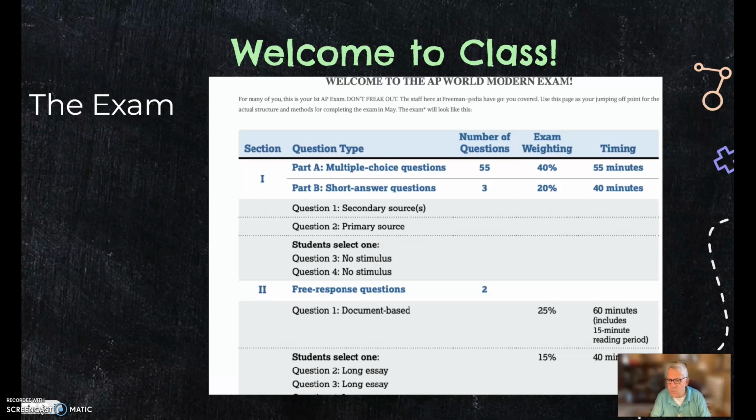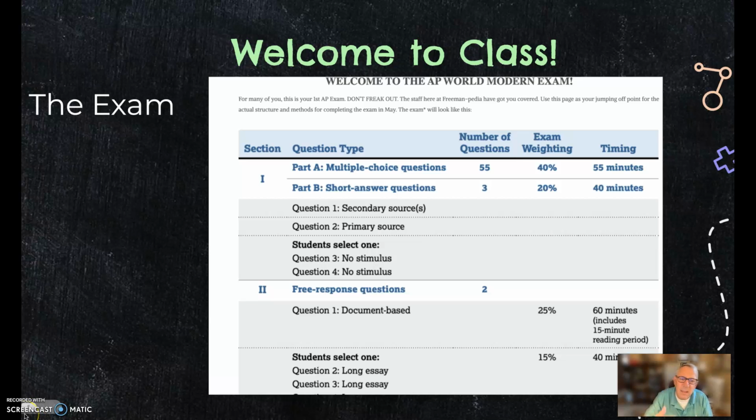Second, they learn how to write a long essay. That can be a comparison essay, a change over time essay, or a periodization essay. And third, they learn how to write a short answer question. Each short answer question has 3 parts, A, B, and C, and it's marked either correct or not correct.